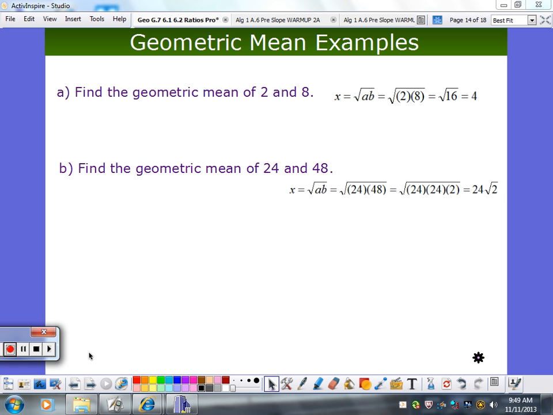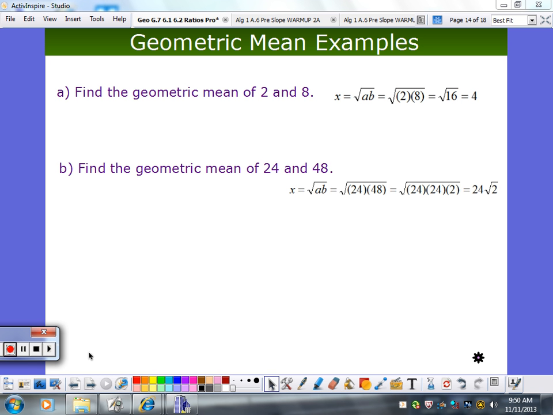Right? Simplest radical form means that, if there are already perfect squares, they come out, and stuff that isn't stays in. If you do this to the nearest hundredth, say, sometimes they want an approximation. You just type it into your calculator. I think it's about 33.94, something like that.